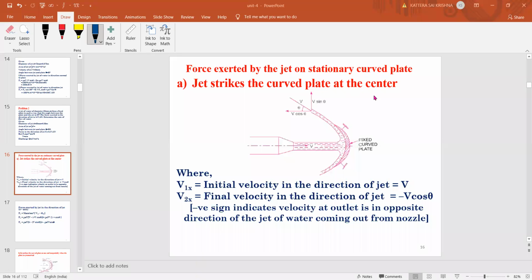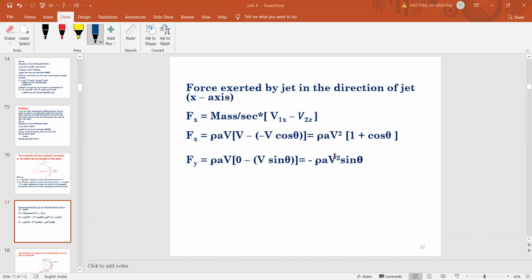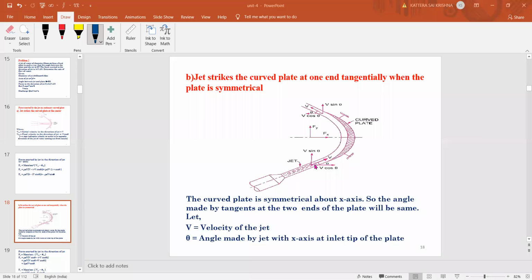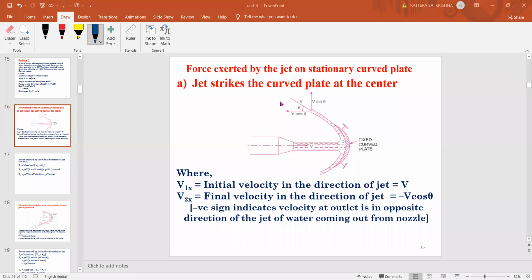In curved plates, we have two cases: the jet strikes at the center of the plate like this, or the jet strikes at the tip of the plate. That is the next case, I'll show the diagram like this. So the jet strikes at one end of the plate tangentially like this. So two cases are there in the curved plates. Okay, so first we are seeing the jet striking the curved plate at the center. Nothing but the jet will hit the curved plate at the center here.